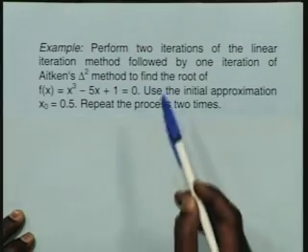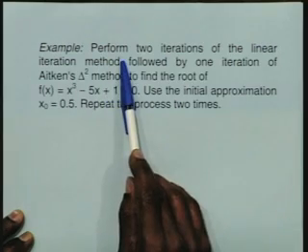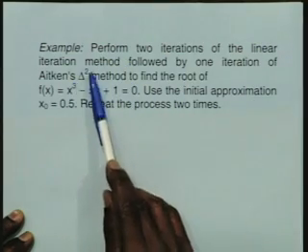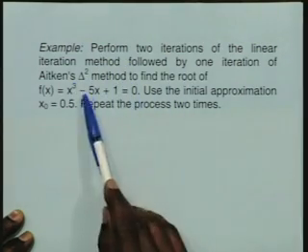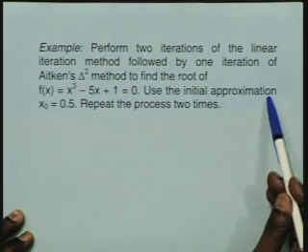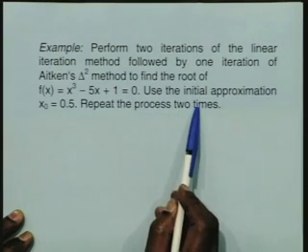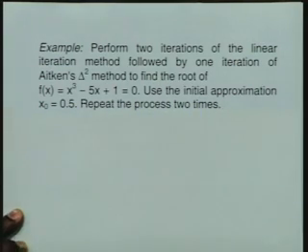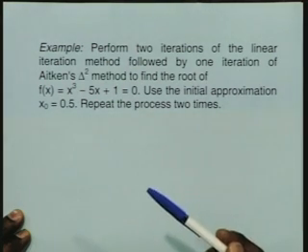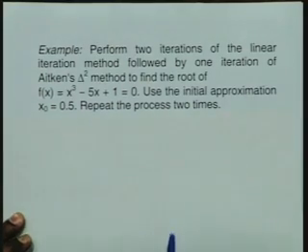Now, we will perform 2 iterations of the linear iteration method, followed by 1 iteration of Aitken's delta squared method to find the root of x cubed minus 5x plus 1 equals 0. We shall use the initial approximation x0 is 0.5 and we shall repeat this process 2 times. That means we start with x0, x1, x2, then use these 3 values to get the next estimate and go on repeating the same thing 2 times.